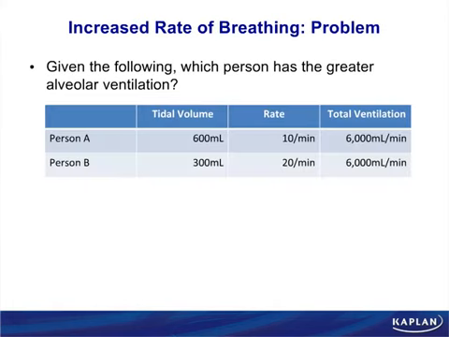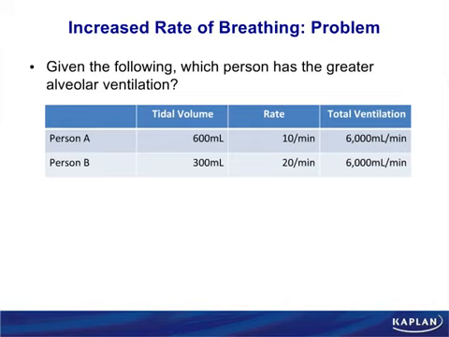Let's utilize some numbers to give it an example. So we have person A, person B. Person A has a tidal volume of 600 and a rate of 10. Therefore, they have a minute ventilation of 6 liters per minute. Person B also has 6 liters per minute ventilation, but they have half the tidal volume and twice the rate. The question becomes, are their alveolar ventilations the same?